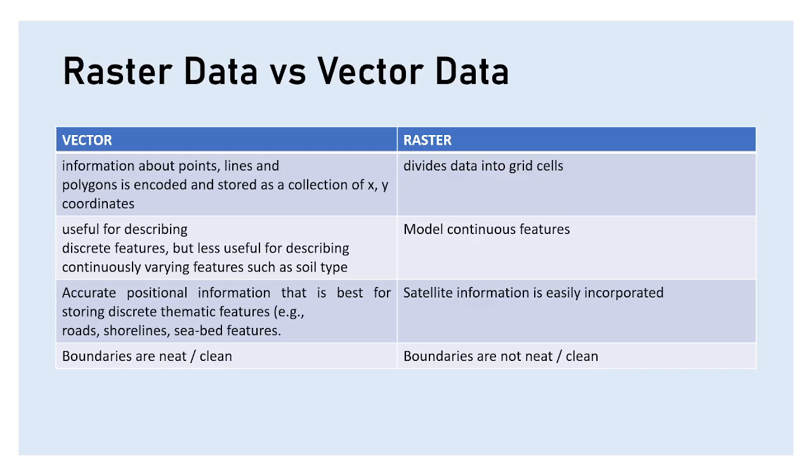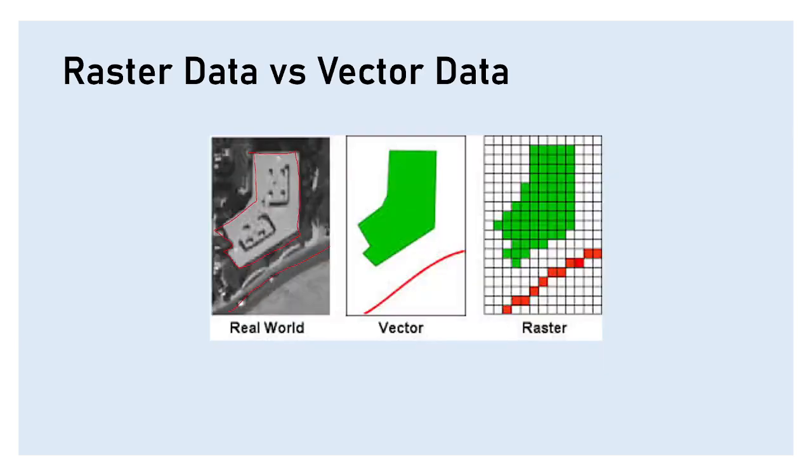So vector data, if you remember, we had discussed, it gives you information about points, lines and polygons, which are stored as a collection of xy coordinates. We had discussed it in the last session, so you can just go through that once again if you have forgotten. But basically, a vector data set discusses points, lines and polygons. And in comparison, the raster data divides data into grid cells. So several grid cells will be present, which we have just seen.